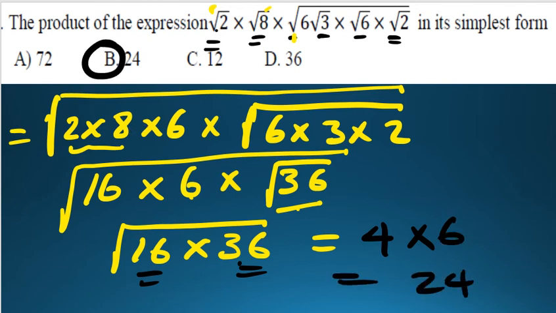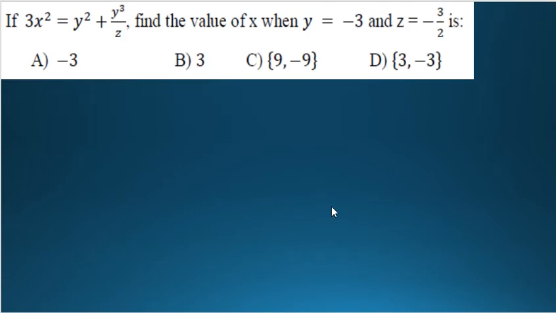The next one says 3x squared is equal to y squared plus y cubed over z. Find the value of x. We are asked to find the value of x just, but the y value is given and the z value is also given. That means we are going to substitute.